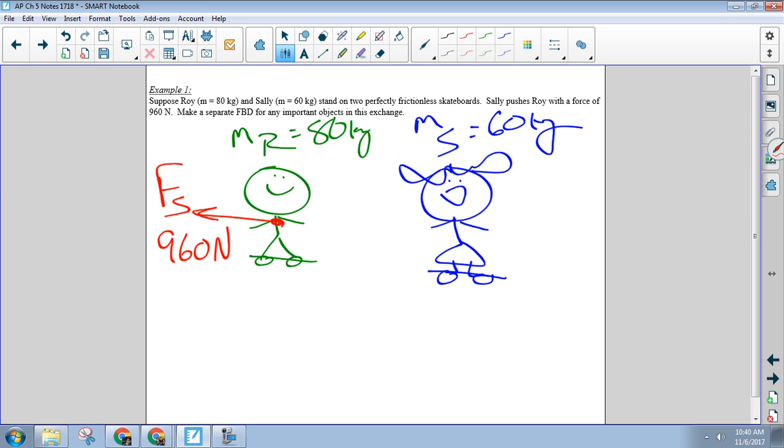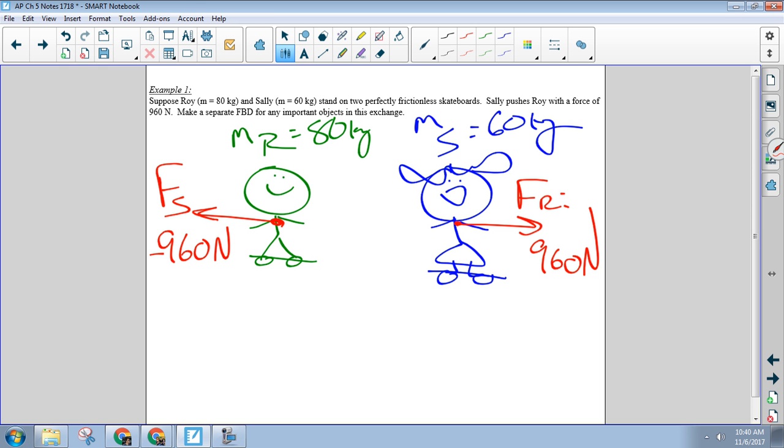And then similarly over here, if my action is Sally pushes Roy, then the reaction is Roy pushes Sally. Notice, depending on which way you drew it, one of those two forces has to be negative, right? So don't forget those negative signs. Cool? Do we see why they don't cancel? If you look over here, nothing to cancel. If you look over here, nothing to cancel.